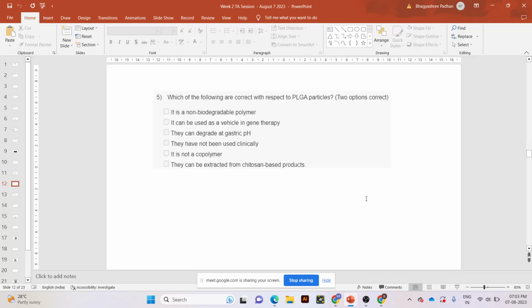The next question is, which of the following are correct with respect to PLGA particles? It is a non-biodegradable polymer. No, it is a biodegradable polymer. It can be used as a vehicle in gene therapy. Yes. They can degrade at gastric pH. Yes. They have not been used clinically. No, they are used in clinics. It is not a copolymer. No, it is a copolymer of PLA and PGA. They can be extracted from chitosan products. No. So the correct answer for this question would be, it can be used as a vehicle in gene therapy and they can degrade at gastric pH.